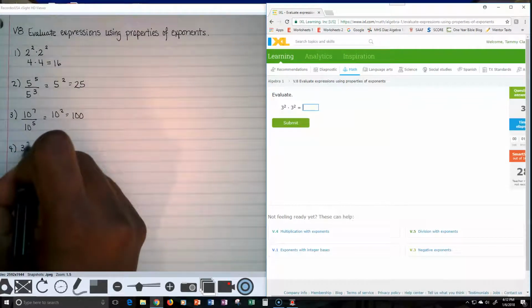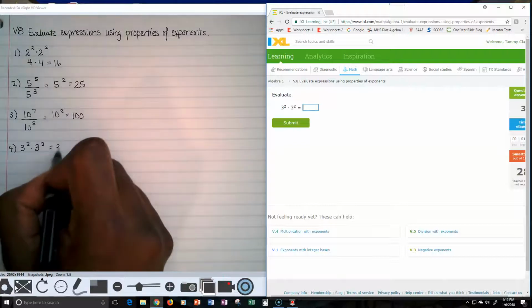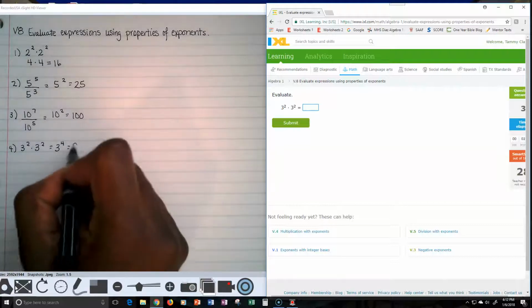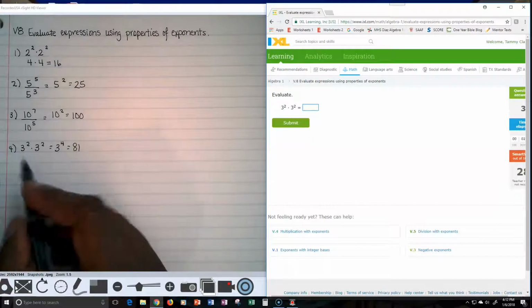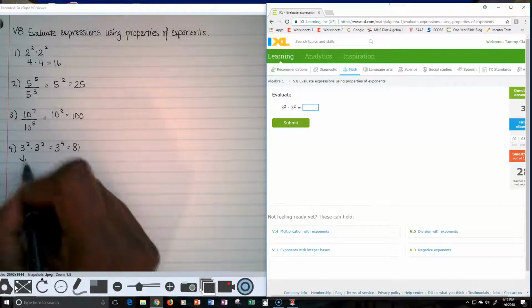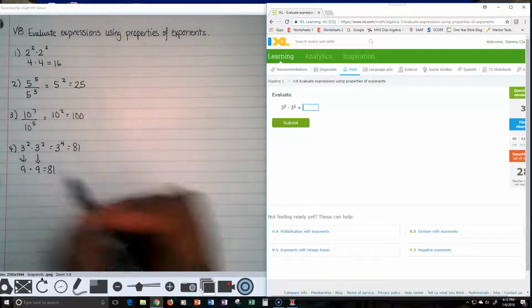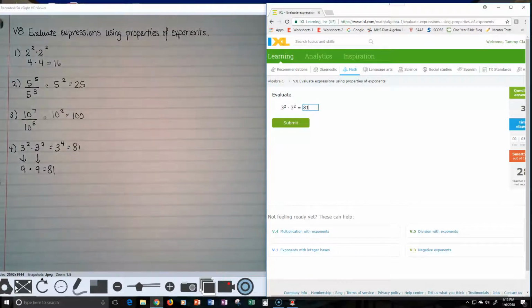So we've got 3 to the 2nd power times 3 to the 2nd power. You could think of that as 3 to the 4th power, and we know that is 81. Or you could do 9 times 9, which is 81. Either way, you're going to get the same answer.